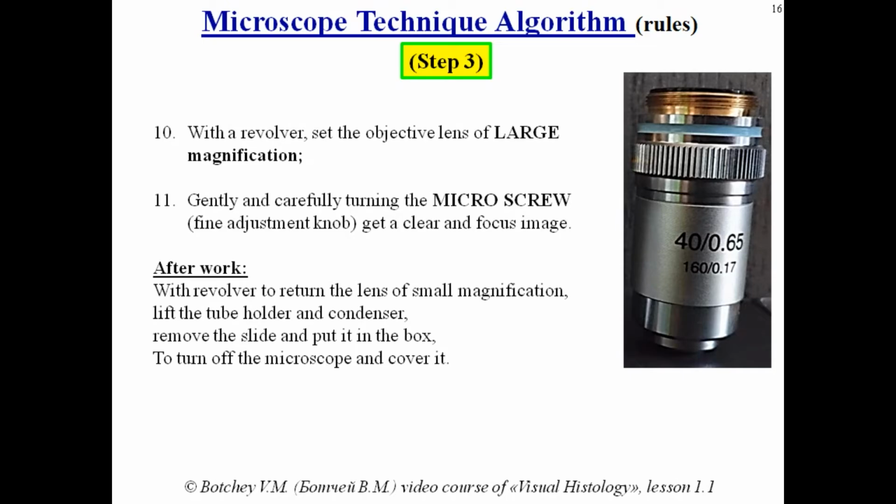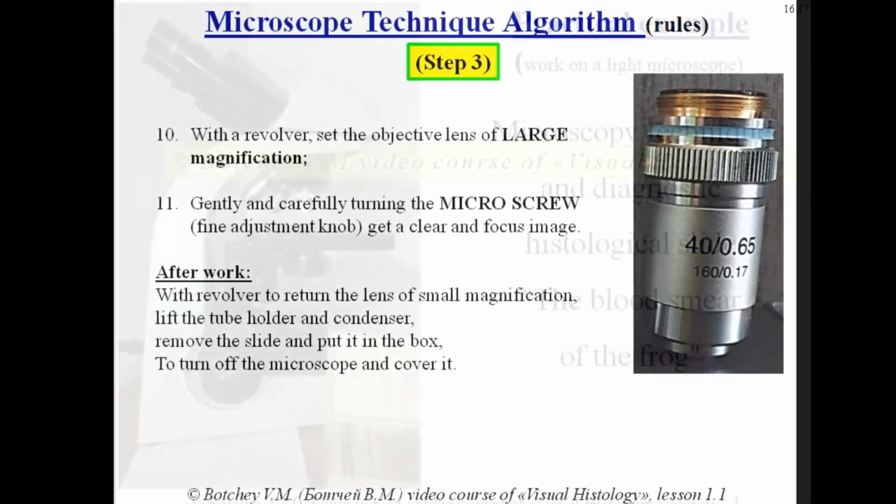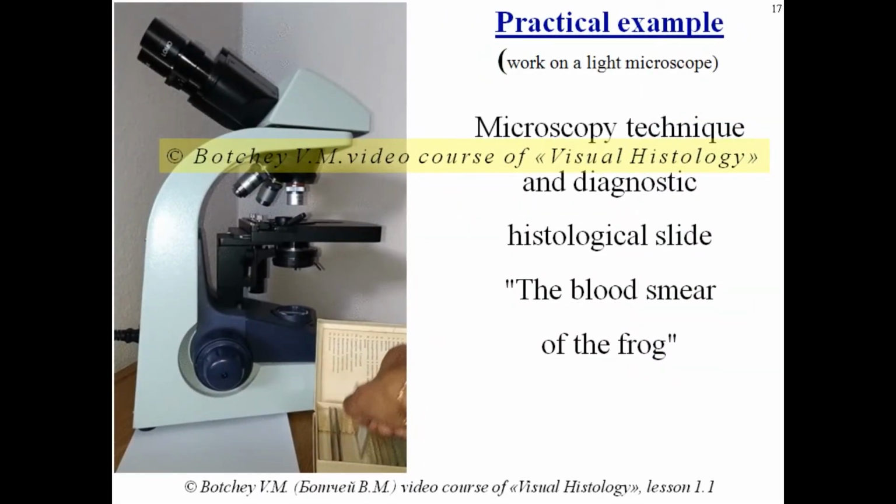Now I suggest you see how it's possible in practice, using this algorithm, how you can easily and quickly set up a microscope and diagnose the slide, a frog blood smear. Take the slide from the special box. Visually evaluate its quality and the location of the cover glass. Verify the archive labels.